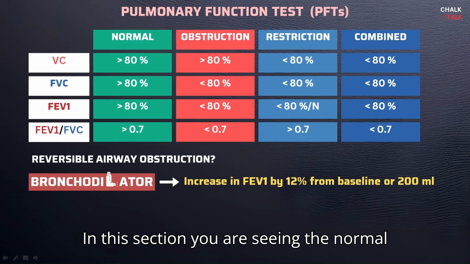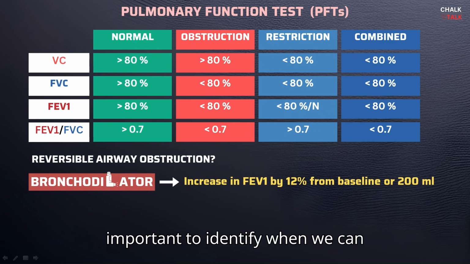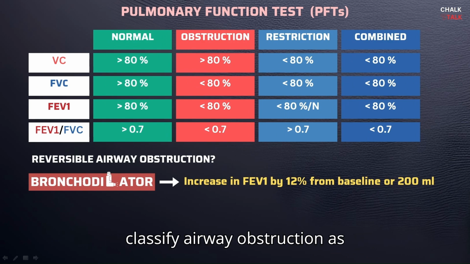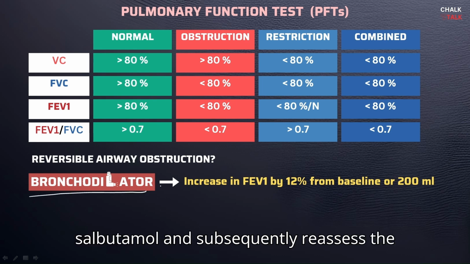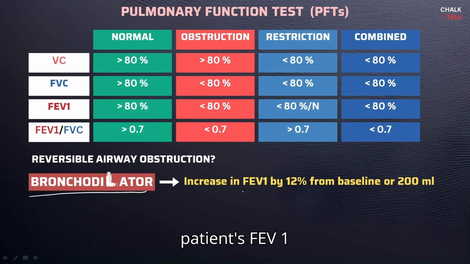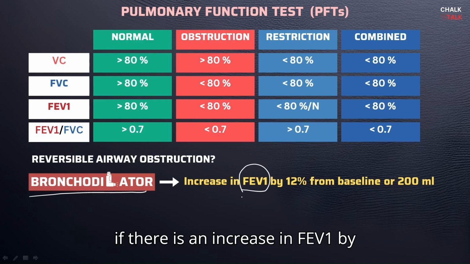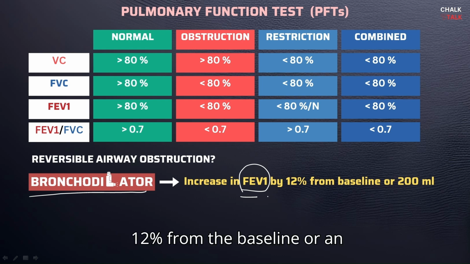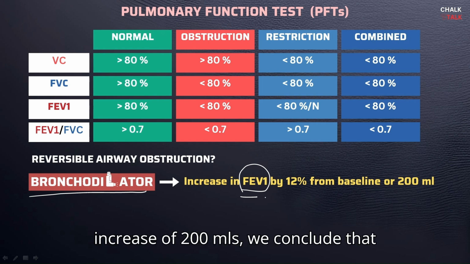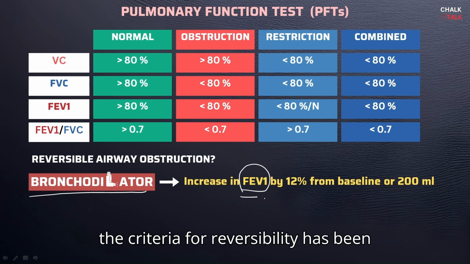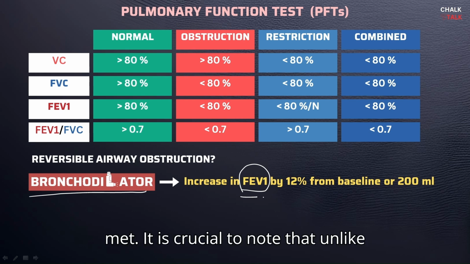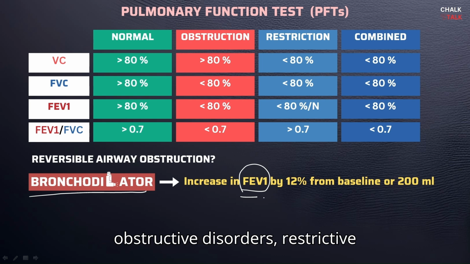In this section, you are seeing the normal predictive values. It is equally important to identify when we can classify airway obstruction as reversible. To do this, we give a bronchodilator such as salbutamol and subsequently reassess the patient's FEV1. If there is an increase in FEV1 by 12% from the baseline or an increase of 200 mL, we conclude that the criteria for reversibility has been met. It is crucial to note that unlike obstructive disorders, restrictive disorders do not show reversibility.